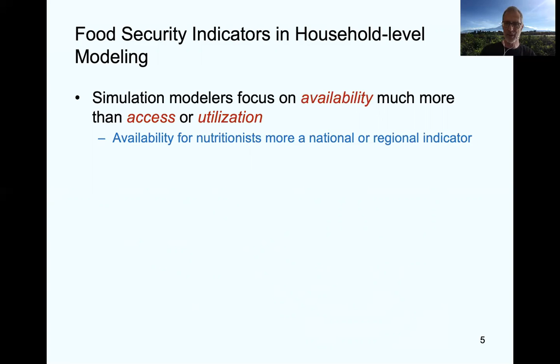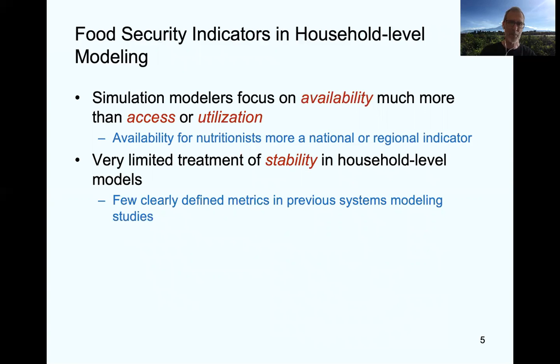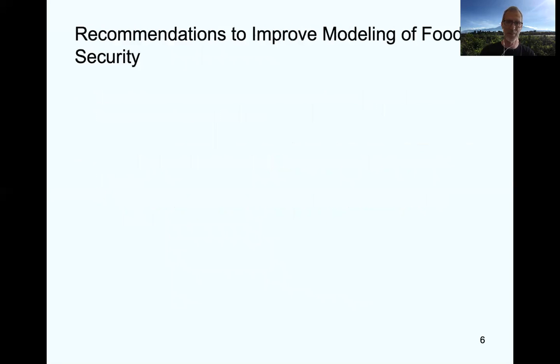Relatively few of the previous modeling studies have tried to think about access or utilization, which for many human nutritionists are the more important measures that we should look at. And in particular, there's also been very limited treatment of the stability dimension in household level models. And so there are few clearly defined metrics in previous systems modeling studies that allow us to say that the stability dimension is being met. And so we wanted to be more explicit about that and show one way in which this could be addressed.